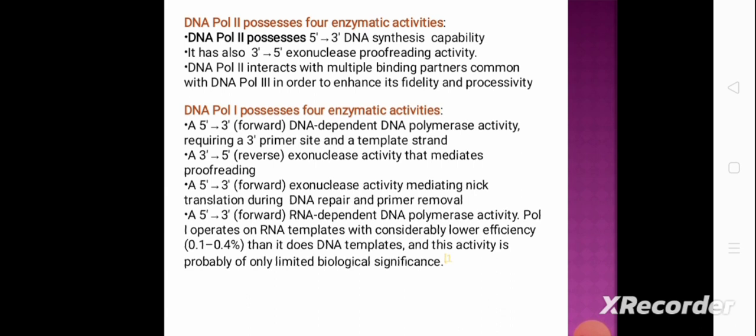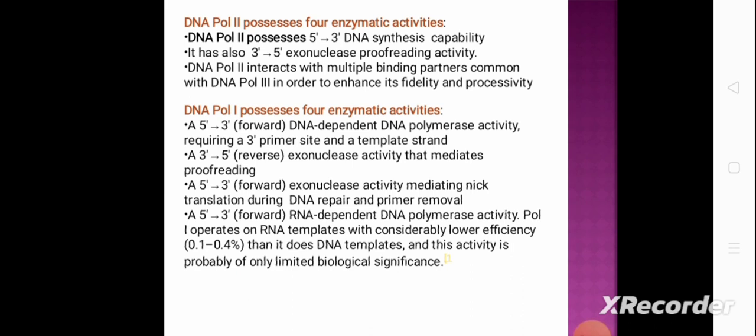Whereas the DNA Pol II possesses enzymatic activities such as 5' to 3' DNA synthesis capability. It also has 3' to 5' exonuclease proofreading activity. DNA Pol II interacts with multiple binding partners common with DNA Pol III in order to enhance its fidelity and processivity. DNA Pol I possesses the following enzymatic activities.